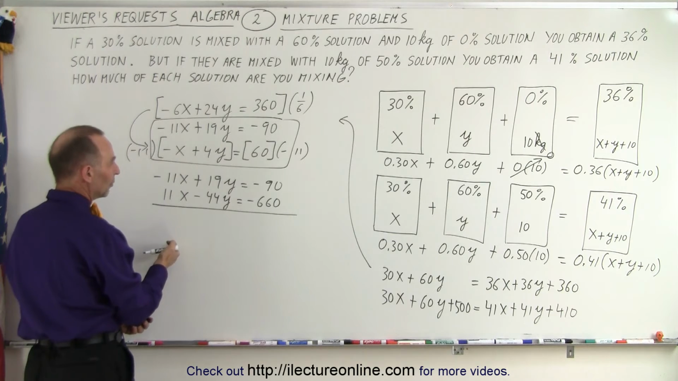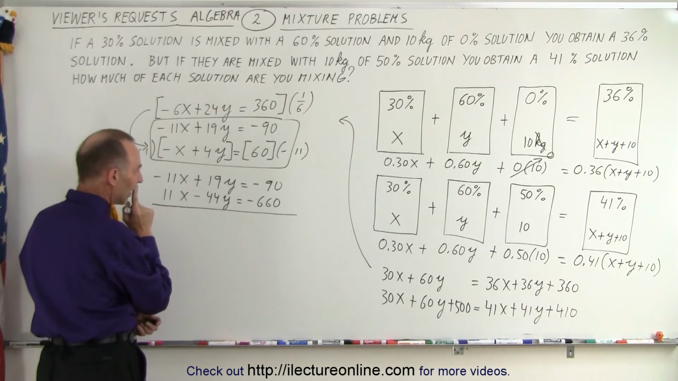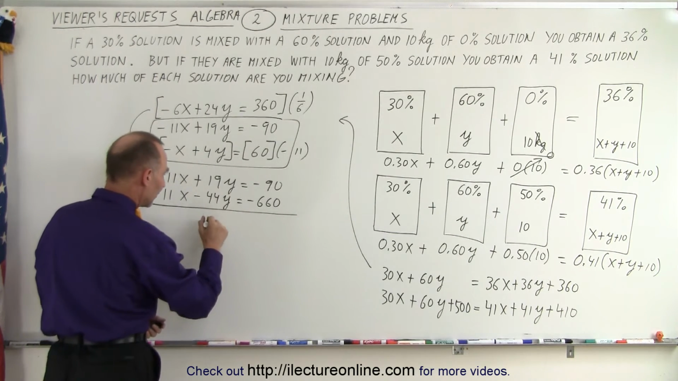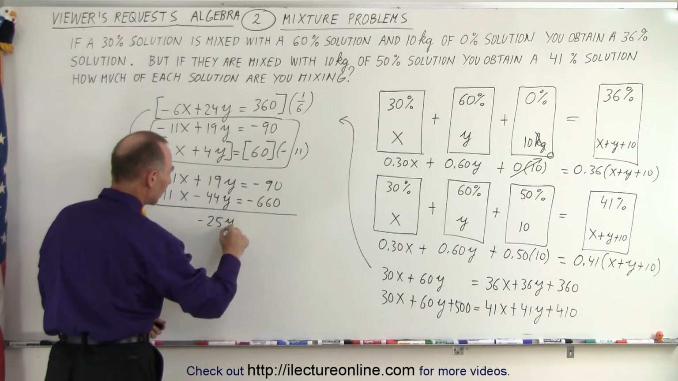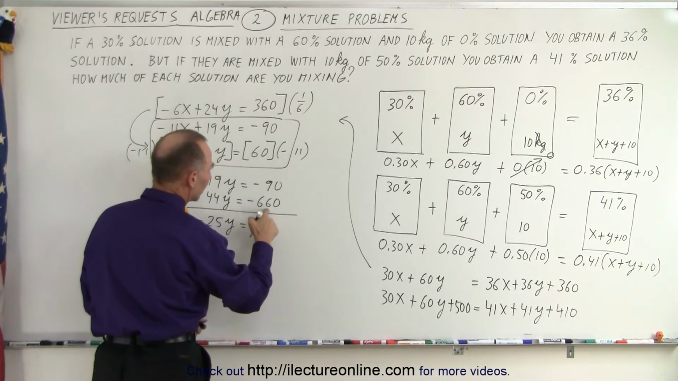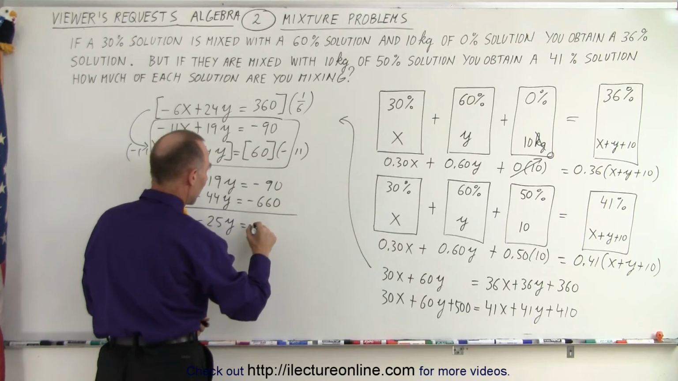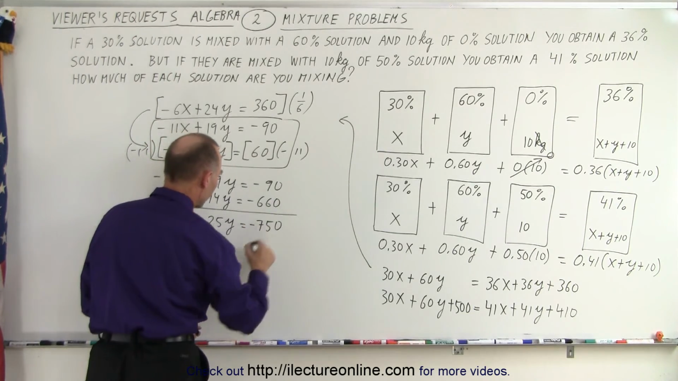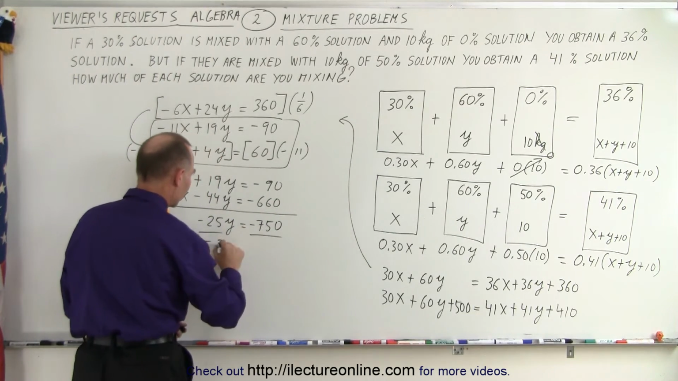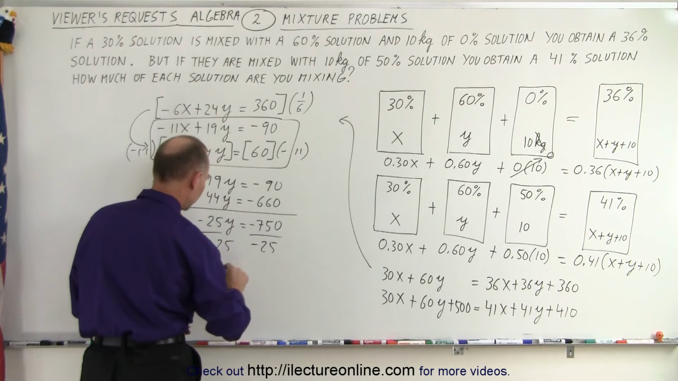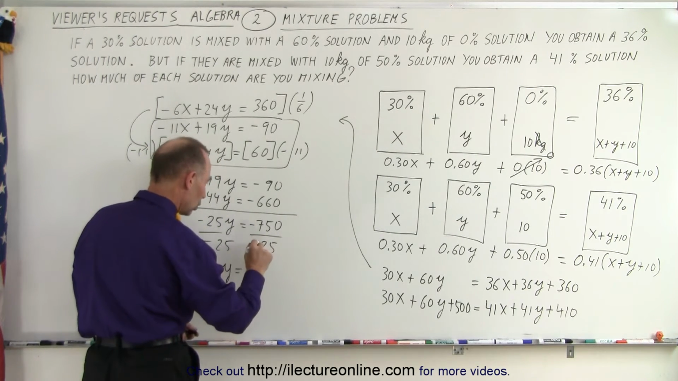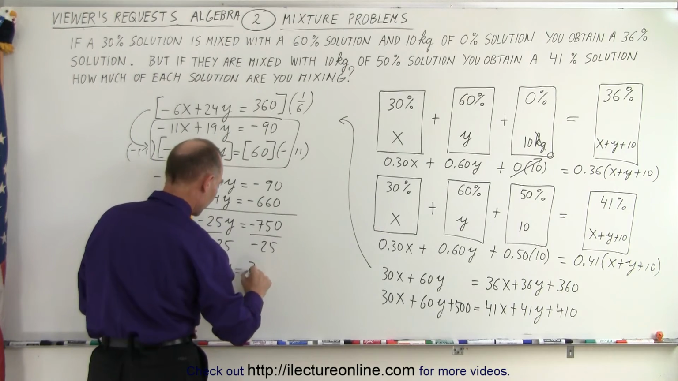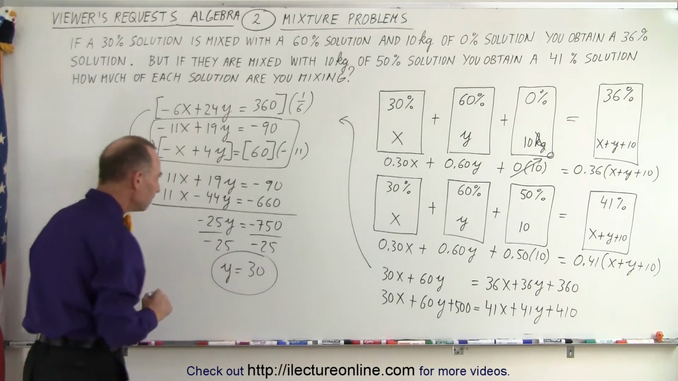The x's drop out. On the y's, I have, let's say that looks like a 25. Negative 25y is equal to, that would be a minus 750. If I divide both sides by negative 25, I get y is equal to 30. So y is equal to 30.